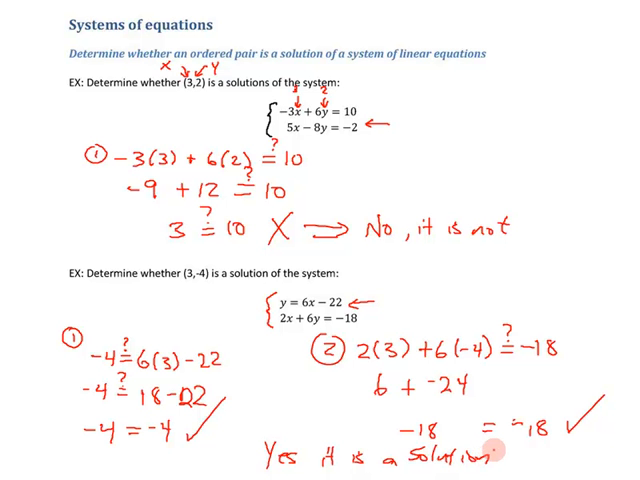Okay, so that's how we check to see whether or not an ordered pair is a solution. Now our general goal is going to be, given a system like either one of these, can we find the solution if we don't know it ahead of time?